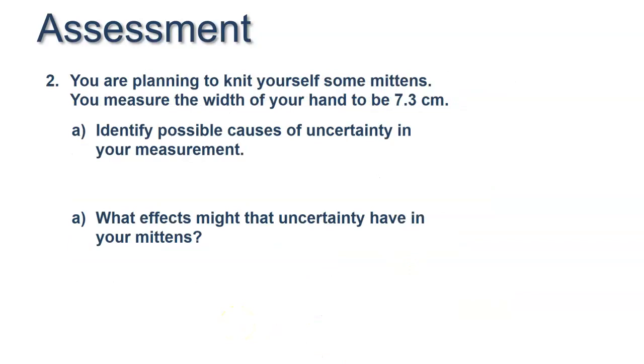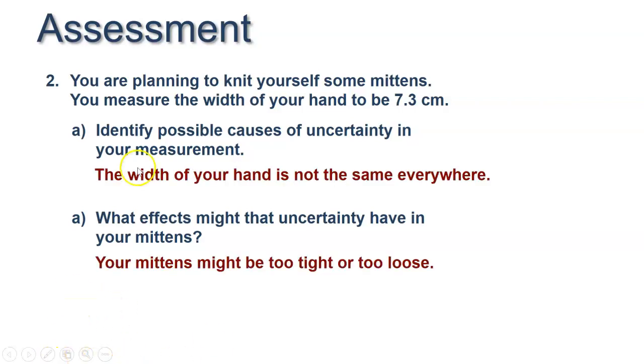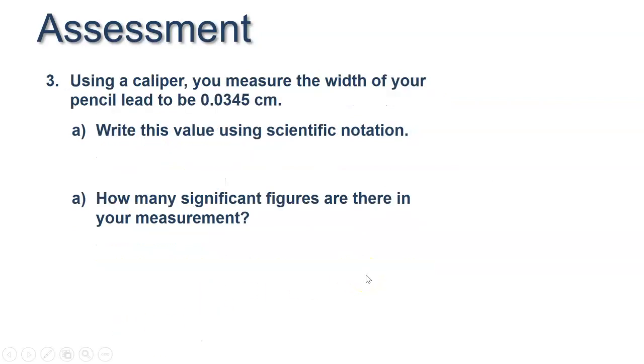You're planning to knit yourself some mittens. You measured the width of your hand to be 7.3 centimeters. The first question is to identify possible causes of uncertainty in your measurement, and what effects that uncertainty might have on your mittens. So one uncertainty is that the width of your hand is not the same everywhere, right? If you look at your palm, there's going to be part of it that's a little bit wider than others. And then the effect might be that you have mittens that don't fit.